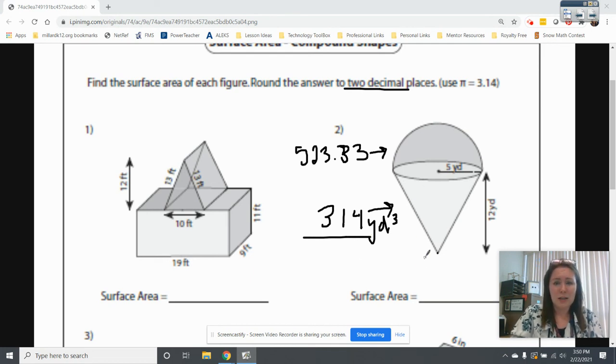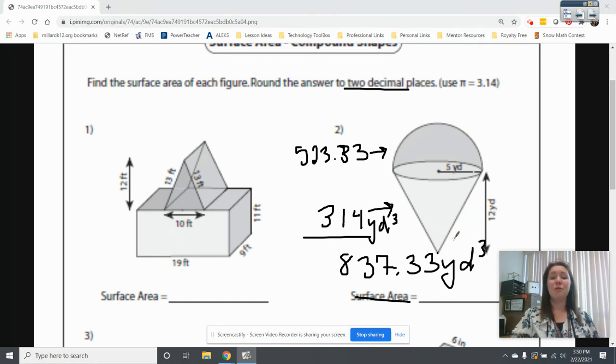And to 2 decimal places, the volume, because we're not doing surface area, is 837.33 yards cubed. And those are examples of how you find the volume of composite figures. Thanks.